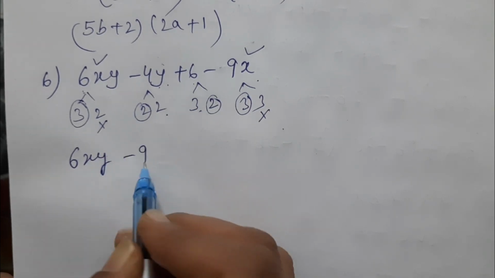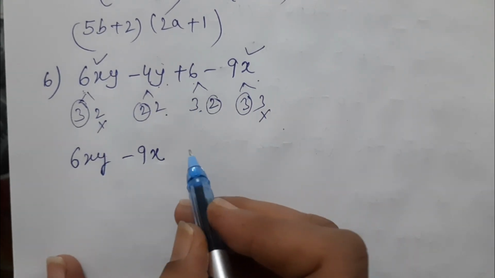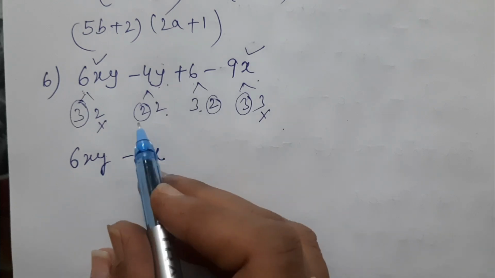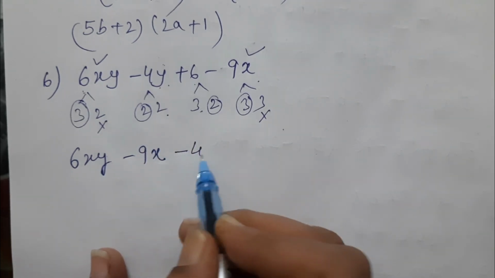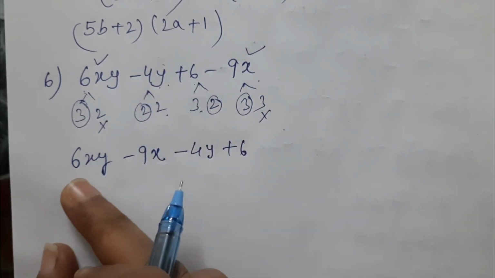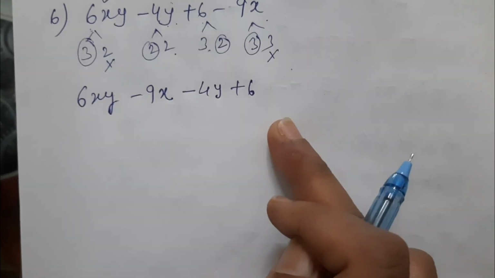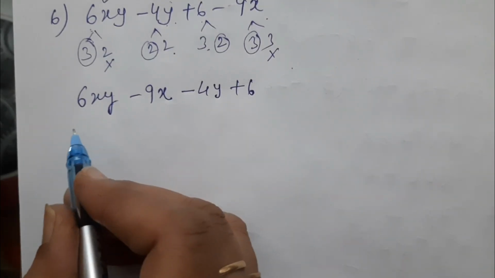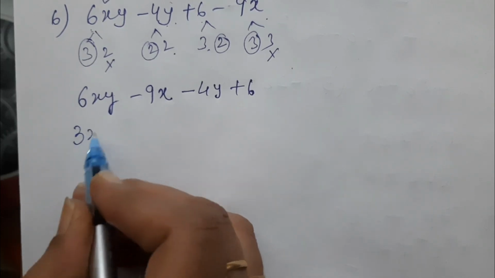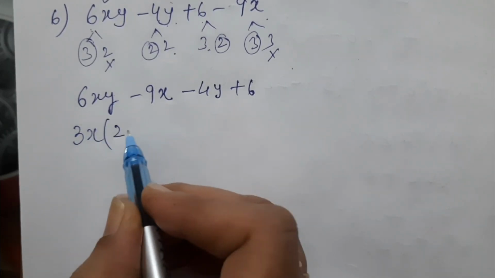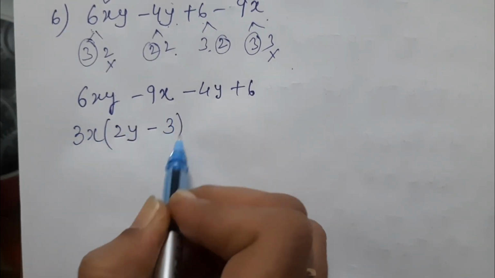6xy minus 9x. Now out of these two we need to get first 2 common. So here minus 4y plus 6. Smaller than bigger number, again smaller than bigger number. So this we arranged. After arranging, we need to take common. 3 is common in between them. 3x taken common. 3 2s are 6. So it's 2y minus 3 3s are 9.